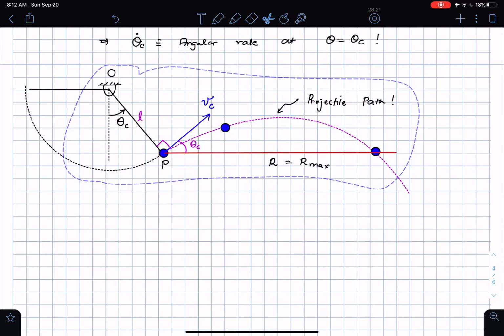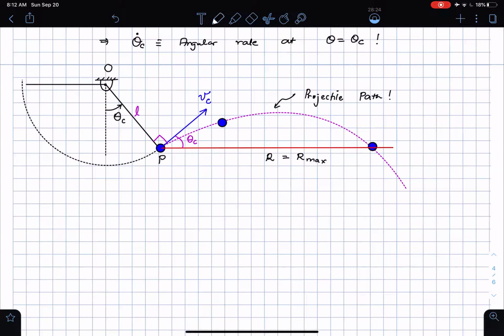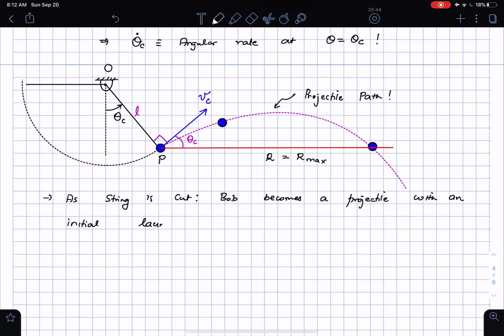So bring the same figure down here. So we see that for the projectile, as the string is cut, the bob becomes a projectile with an initial launch angle of theta equal to theta c and an initial velocity vc is L theta dot c.